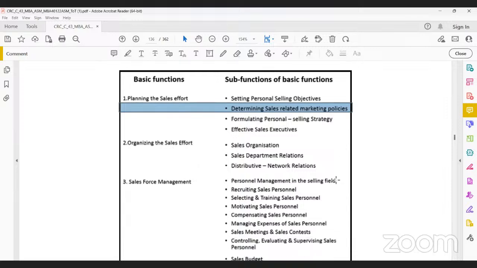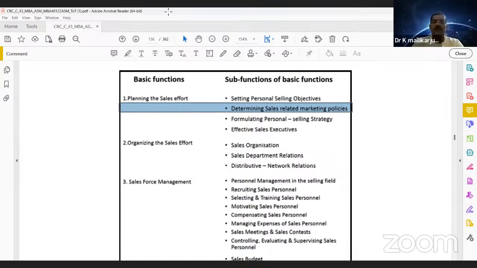The third function is sales force management. So how best are we using this sales force manpower? It's very difficult to handle this sales force. Top level is okay, middle level is okay, but the lower level is very difficult to handle with this kind of sales force people. Right? The personnel management and selling in the field.